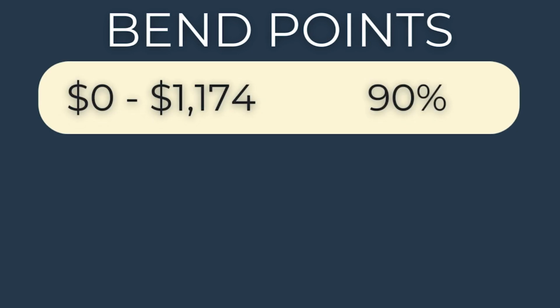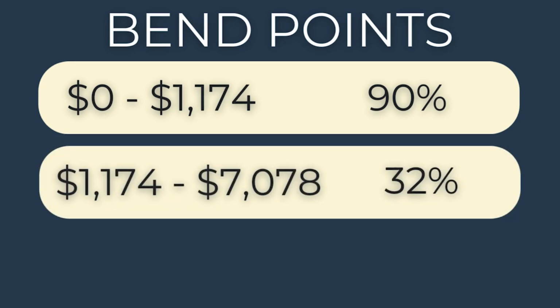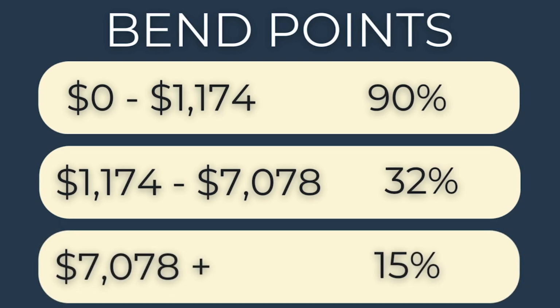$1,174, they would calculate 90% of that, of your AIME. 32% of earnings between $1,174 and $7,078, and 15% of your earnings above that $7,078. Before your eyes glaze over with all these numbers, let me give you an example.